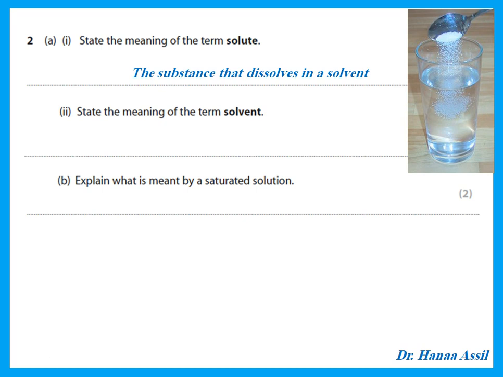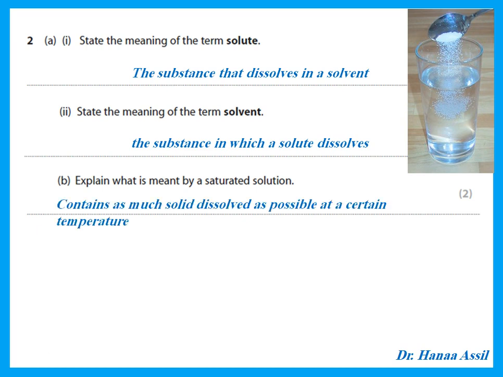That would be the solute. State the meaning of the term solvent. Of course, the solvent is the substance in which a solute dissolves. So that is the water, for example, that is the solvent. Explain what is meant by a saturated solution. You have to remember, a saturated solution is one that contains as much solid dissolved as possible at a certain temperature. Remember that at different temperatures, different amounts of solids may be dissolved. So at a certain temperature, if I dissolve as much solid as possible, then I have made a saturated solution.